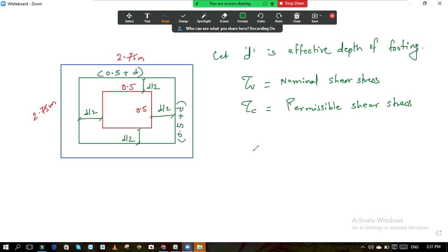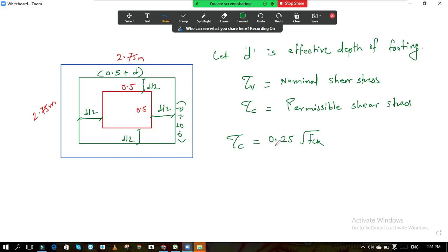So as per the IS code, what is the permissible stress tau c? How do we calculate the permissible stress tau c? Its formula is 0.25 under root fck. This formula is given in the IS code. Okay, you can check the code.